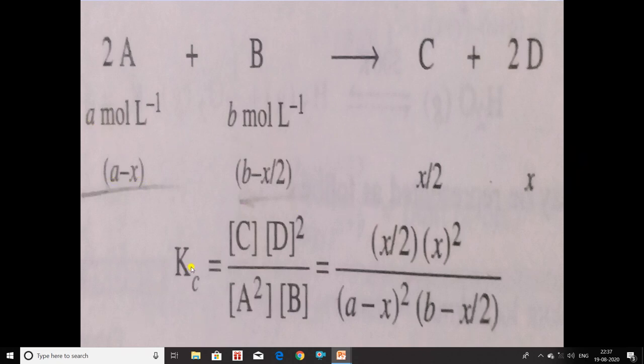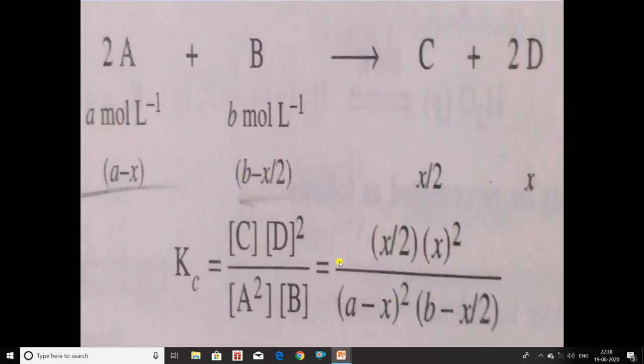Now the formula is concentration of product divided by concentration of reactant, and the number of moles will go in the power. So here concentration of C at equilibrium point is X by 2. So put the value. Concentration of D at equilibrium point is X, and the power will be 2 because the number of moles is 2, divided by A minus X, and the power will be 2 because the number of moles is 2, and here B minus X by 2.